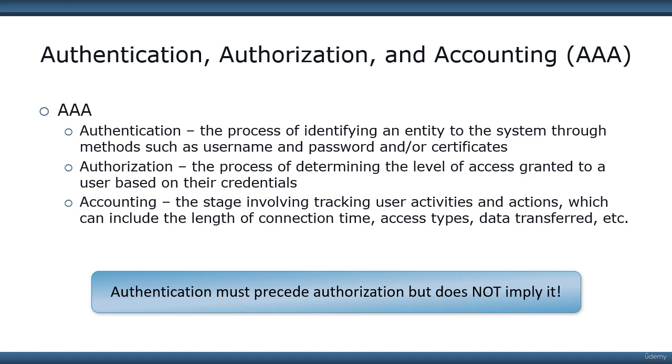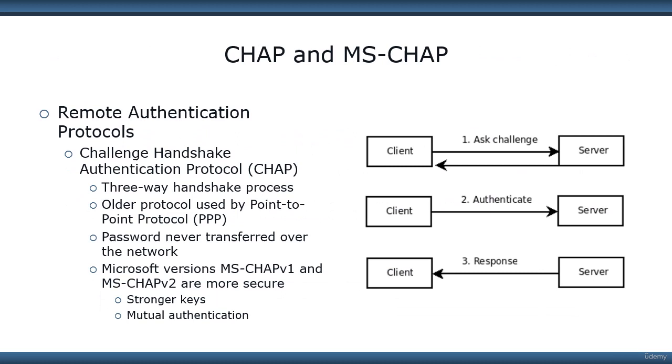Accounting is the third stage, and that involves tracking user activities and actions. That can include the length of connection time, access types, data transferred, etc. Now, there are several remote access protocols that are available. Challenge Handshake Authentication Protocol, one of the older ones, uses a three-way handshake process. It is used by the original remote access protocol, PPP.